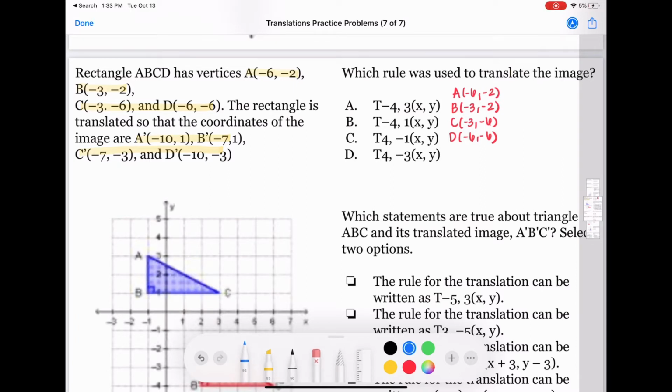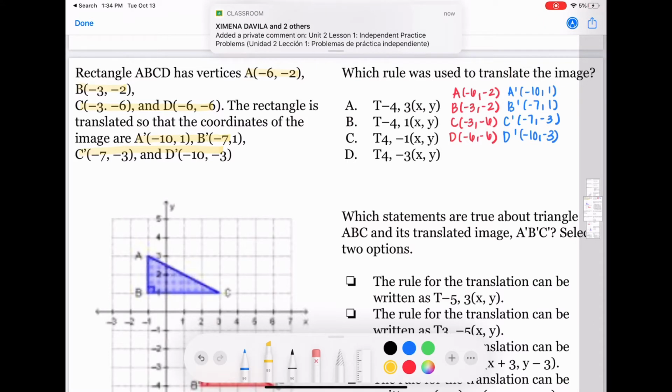A prime is equal to -10 and 1. B prime is equal to negative 7 and 1. C prime is equal to negative 7 and negative 3. And D prime is equal to negative 10 and negative 3. So now that we have been given those different vertices, we're trying to figure out what rule represents the translation that takes place from the pre-image to the image.